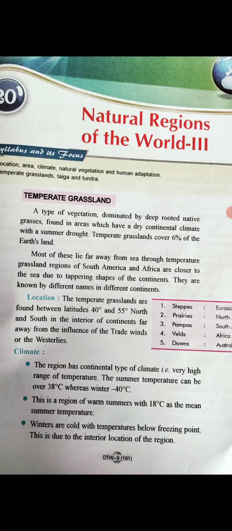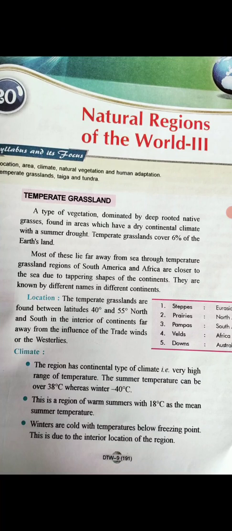It's a type of vegetation. As the name suggests, it's dominated by deep rooted native grasses. Basically, it is a type of vegetation which is dominated by deep rooted grass. These are found in areas with dry continental climate with a summer drought.